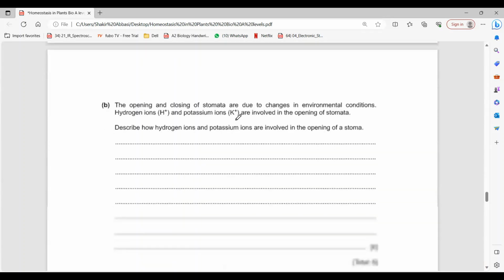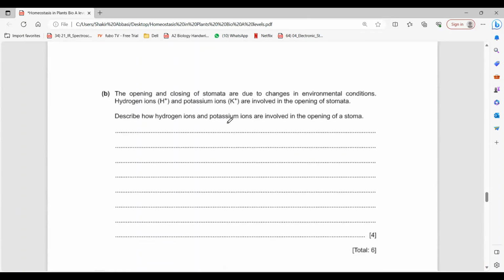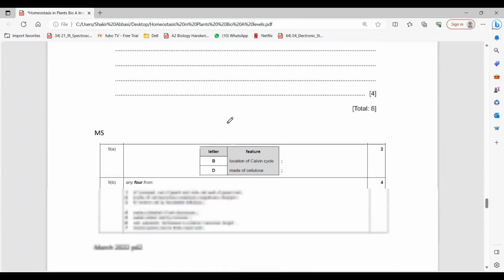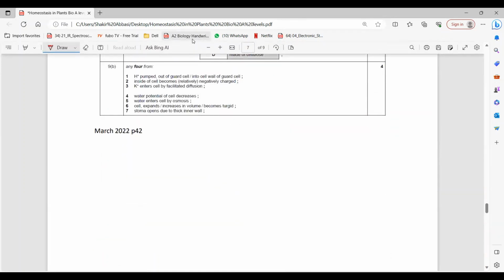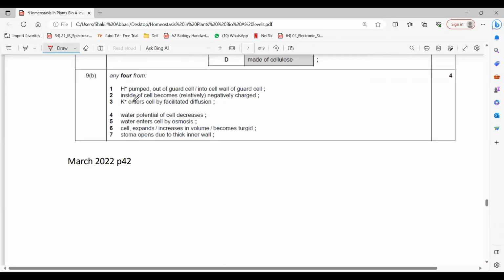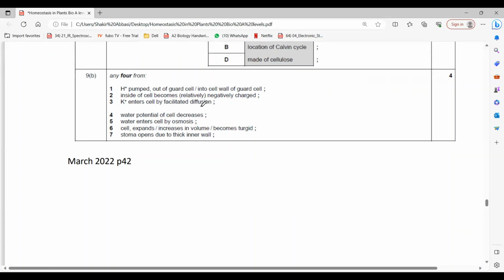Next, it says describe how hydrogen ions and potassium ions are involved in opening of stomata. So, hydrogen ions move out, then this causes potassium ions to move in. You can see the marking as well. Hydrogen ions are pumped out into the cell wall. Inside of the cell becomes negatively charged and potassium rushes in by facilitated diffusion. And when potassium ions move in, water potential drops. So water enters by endosmosis, cell expands, and stomata open.